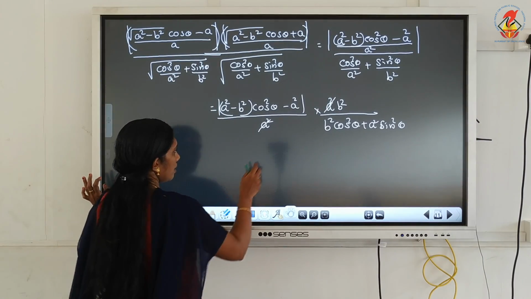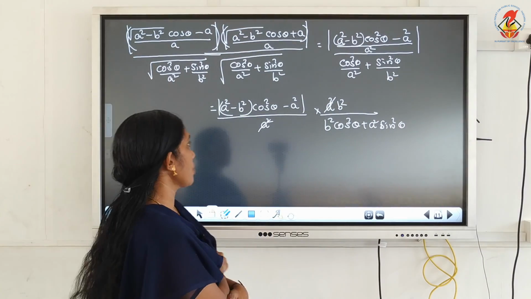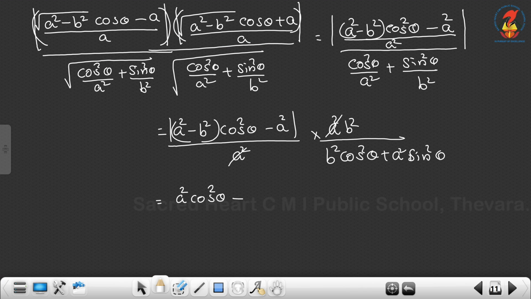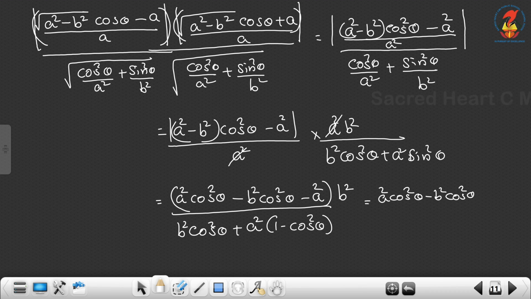Now the numerator is in terms of cos square theta, but here we have sin square theta also. So sin square theta we can convert to cos square theta. So when we open the bracket, it is a square cos square theta minus b square cos square theta minus a square by, here we have b square also. Cos square theta b square plus a square into 1 minus cos square theta. So that's equal to a square cos square theta minus b square cos square theta minus a square.